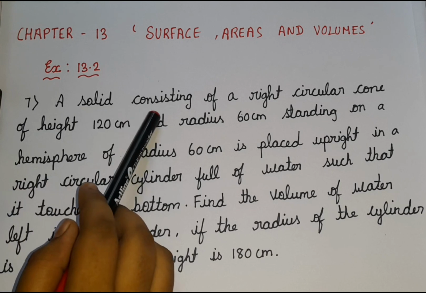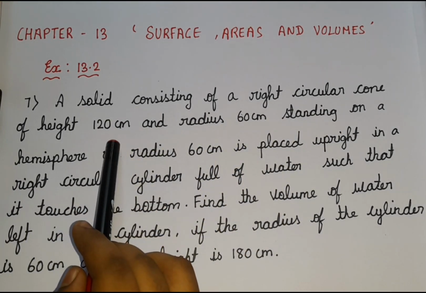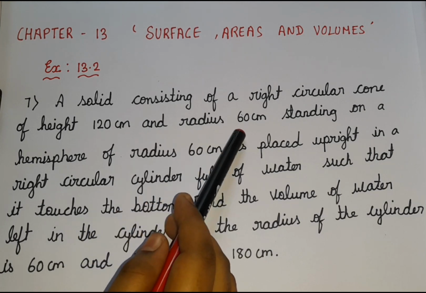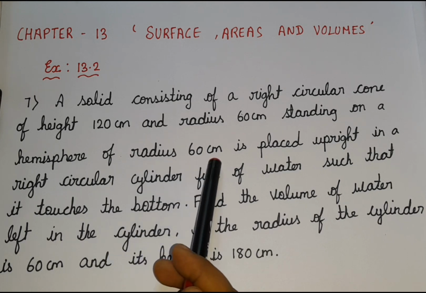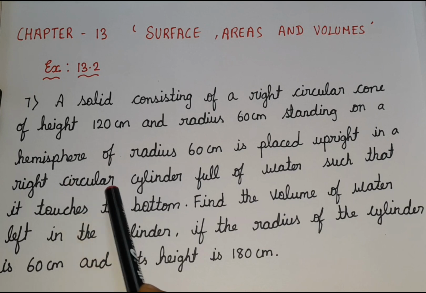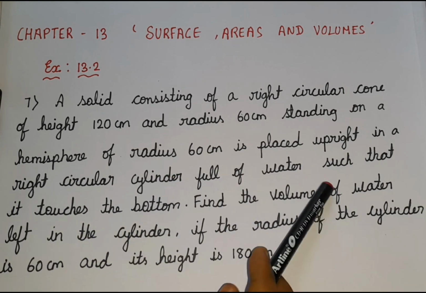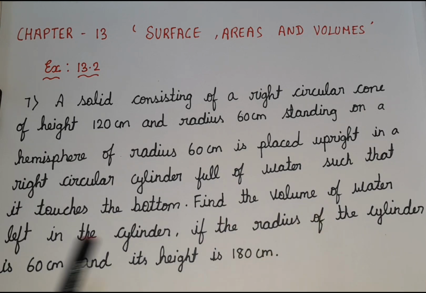A solid consisting of a right circular cone of height 120 cm and radius 60 cm, standing on a hemisphere of radius 60 cm, is placed upright in a right circular cylinder full of water such that it touches the bottom. Find the volume of water left in the cylinder if the radius of the cylinder is 60 centimeter and its height is 180 centimeter. So this is the question.